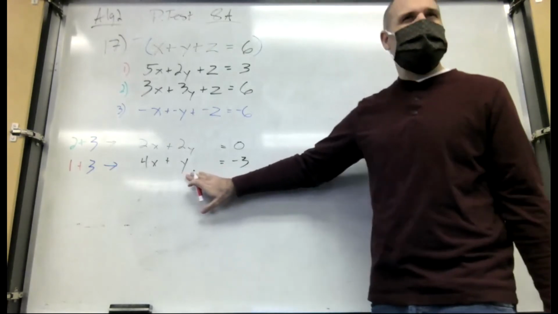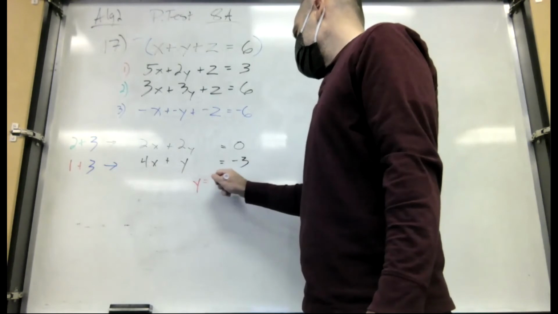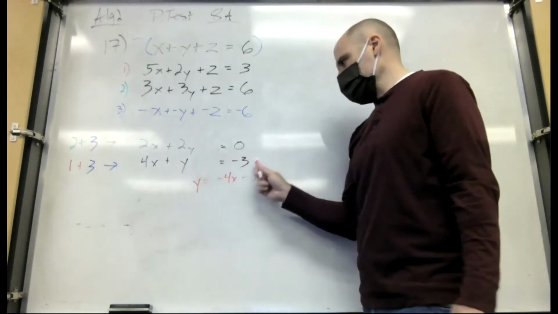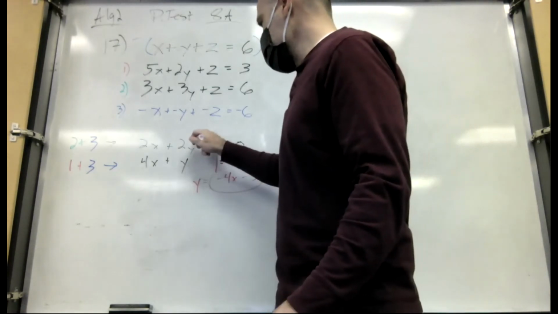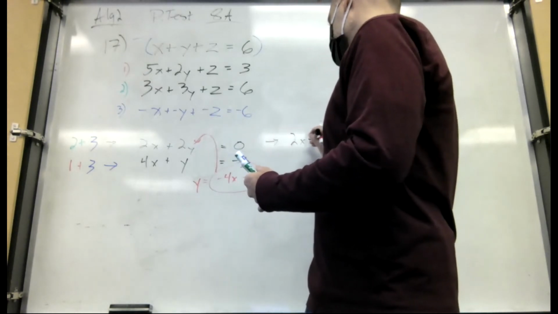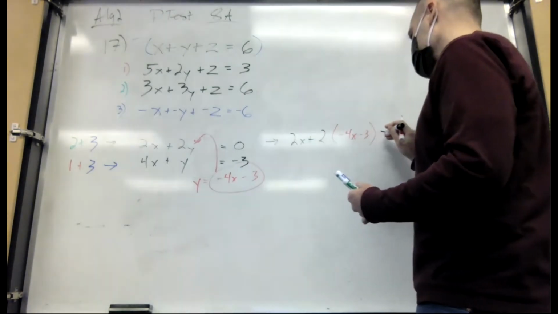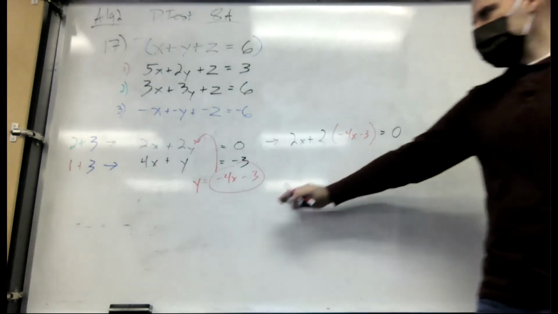So y is almost by itself. So I'm going to bring this x over here. So y equals negative 4x minus 3. All I did was bring the 4x over here, and there's already a negative 3 there. So now I'm going to plug this in right there. So then I get 2x plus 2y equals 0. Right? I just plugged that in for y.